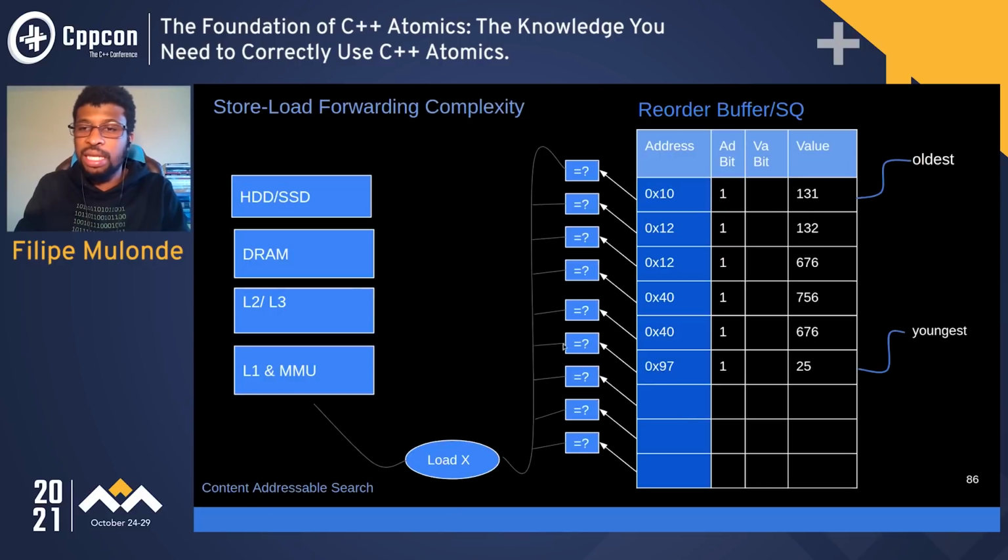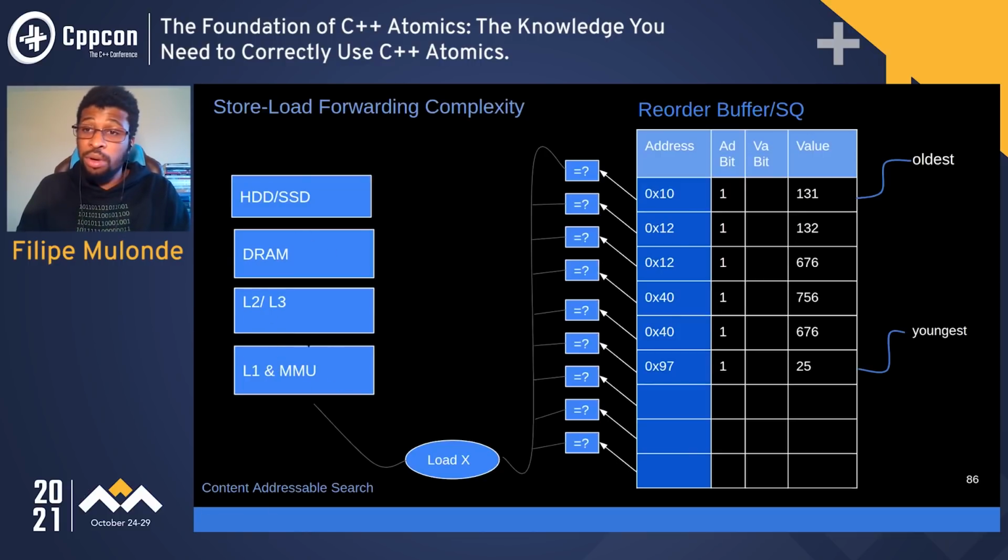Here, we have an example of the complexity of searching the store buffer, but I'm not using all the components or elements that should be a part of the search. I am only illustrating the content addressable search. So when the address of a load is ready, we search every entry of the reorder buffer to check if there is a match. And this can take a lot of cycles to complete.